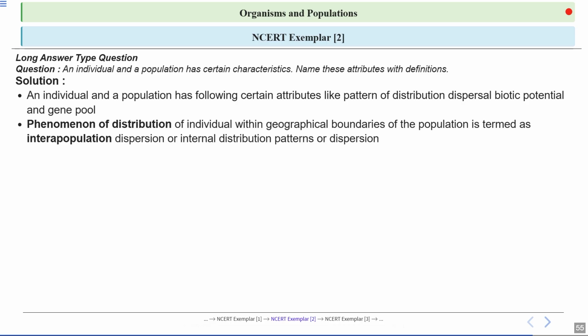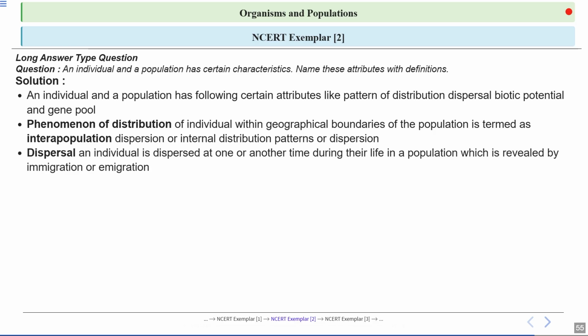Now let's focus on the phenomenon of distribution. This refers to how individuals are spread out within the geographical area of a population. We call this intra-population dispersion or internal distribution patterns. For example, think about how dandelions in a field might be clumped together in some spots and spread out in others. So this pattern tells us a lot about their population.